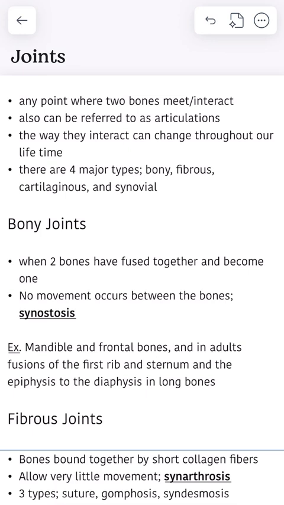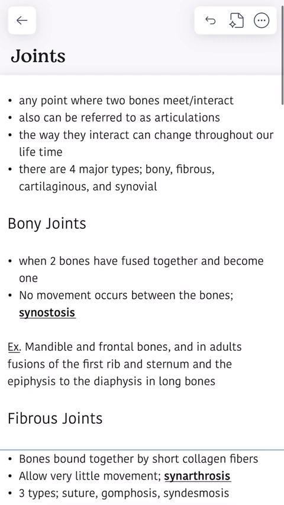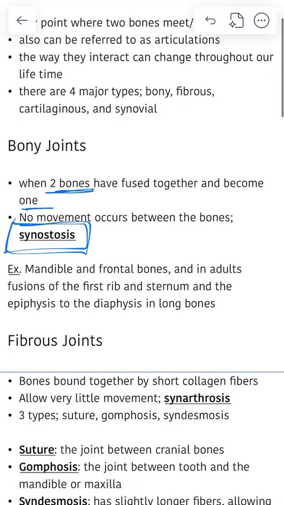The first one is bony joints. This is when two bones have fused together and become one. This has no movement occurring between the bones, which is also called synostosis. An example of this is the mandible and frontal bones, and in adults, fusions of the first rib and sternum, and the epiphysis to the diaphysis and long bones, which we mentioned last week.